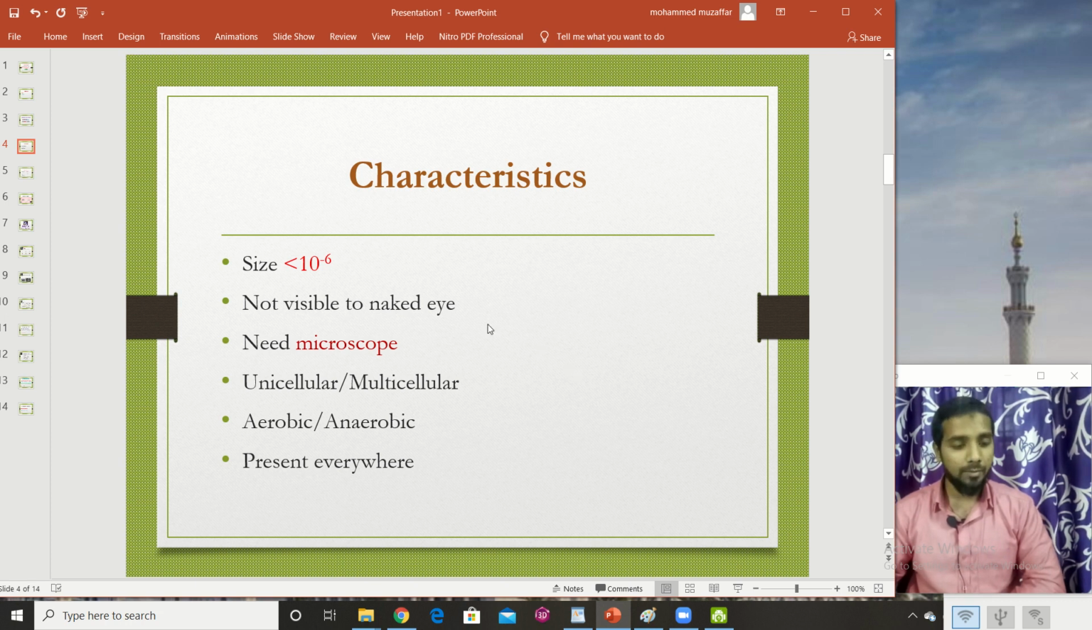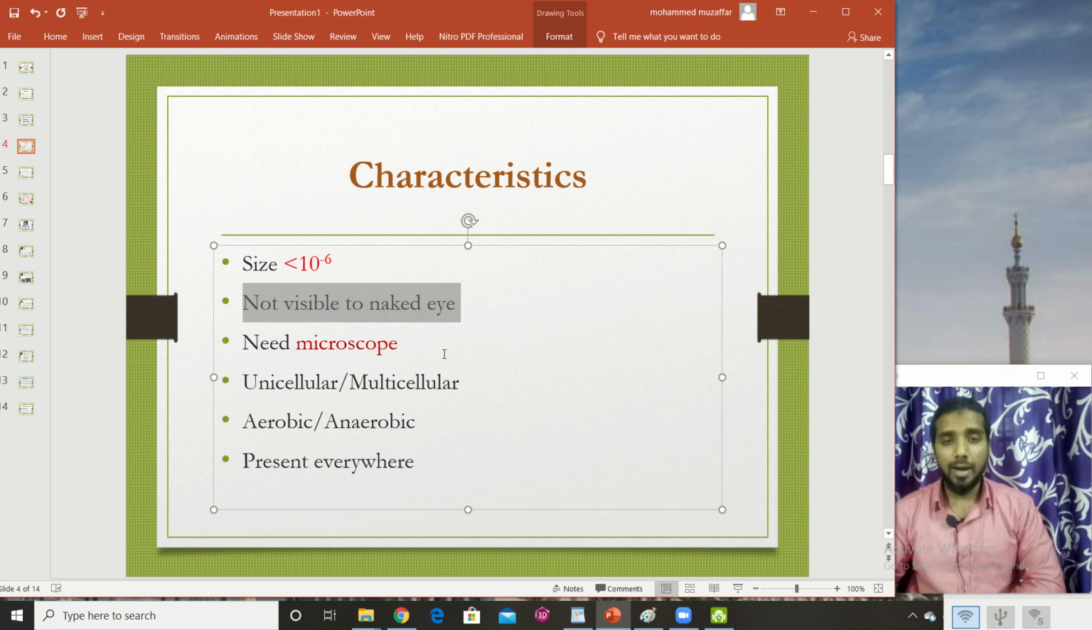Okay. And first is size, and from the definition we have seen it cannot be seen by naked eye. So the next characteristic is not visible to naked eye. And I've also mentioned we need a microscope to visualize it, so we need a microscope. This will be another characteristic.